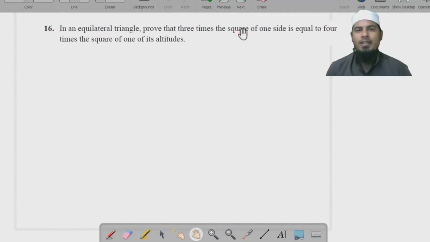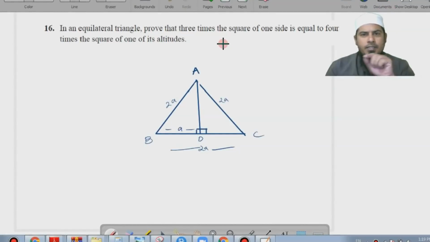In an equilateral triangle, prove that 3 times the square of one side is equal to 4 times the square of one of its altitudes. Let us understand this question precisely with the help of this diagram. This is an equilateral triangle. We have taken the equilateral triangle side as 2A. So 2A, 2A, 2A. And we need to prove that 3 times the square of one side is equal to 4 times the square of one of its altitudes. Whether it is required to take 2A, then we'll use it, otherwise we'll not use this.